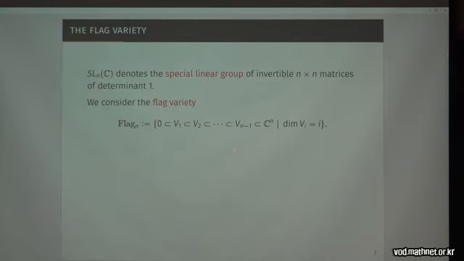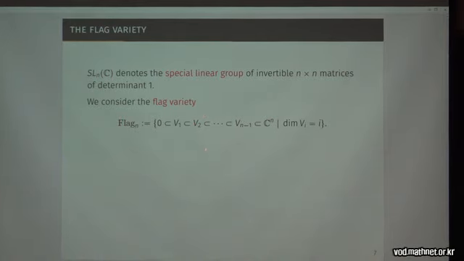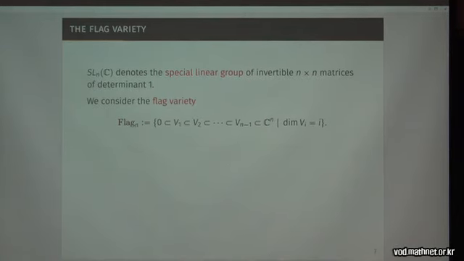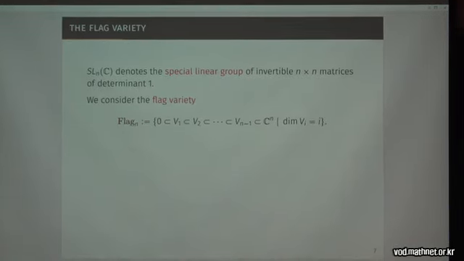If, for example, I just fix one of these V_i's, so I consider a subspace inside C^n of dimension i, then this is a Grassmannian, which classically has an algebraic structure. You can think about this as sitting inside a product. Each of these is parameterized by a point in the Grassmannian, and then these inclusions are some kind of algebraic condition on my subspaces. So I get that this flag variety is in fact embedded inside a product of Grassmannians. So it's a complex algebraic variety.